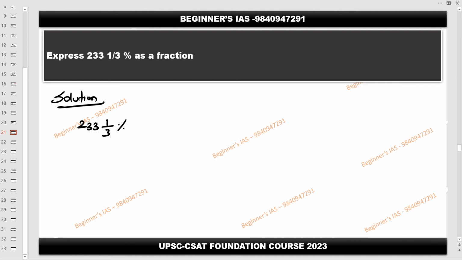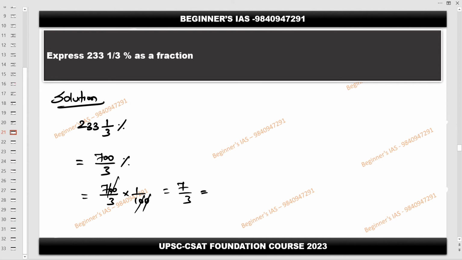One by three. 7 by 3, sir. So convert this first of all. 699 plus 1 is nothing but 700. 700 by 3 percentage. So here you need to convert in terms of a fraction. Remove that percentage and replace it with 1 by 100. So therefore 7 by 3. Everyone understood?